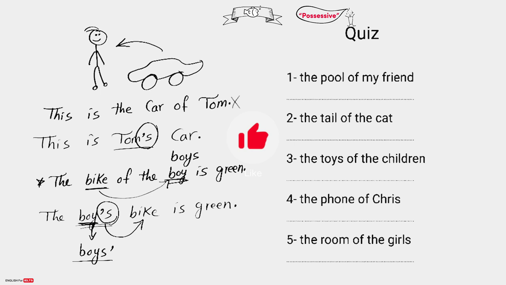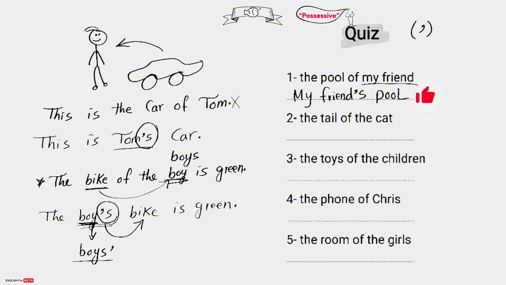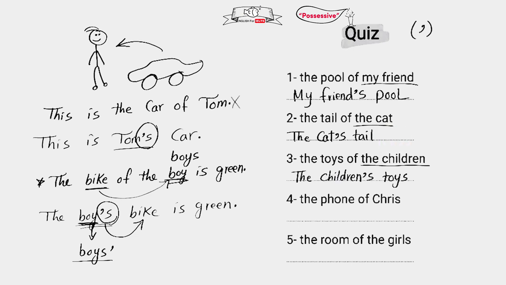Now let's practice. In this quiz, we need to use an apostrophe in each phrase. The pool of my friend. We just add apostrophe S to my friend, so my friend's pool. The tail of the cat, also apostrophe S to the cat, so the cat's tail. The toys of the children, the children's toys.